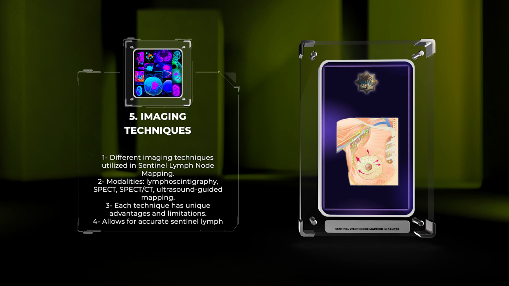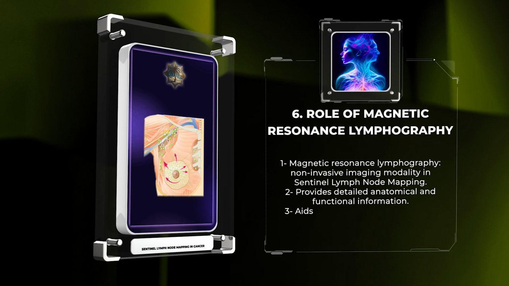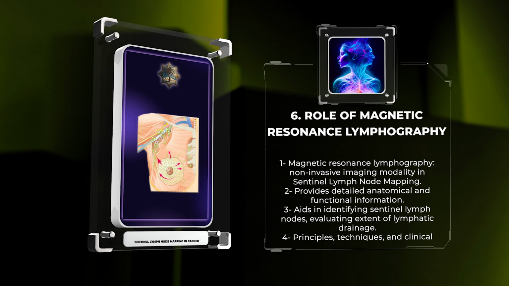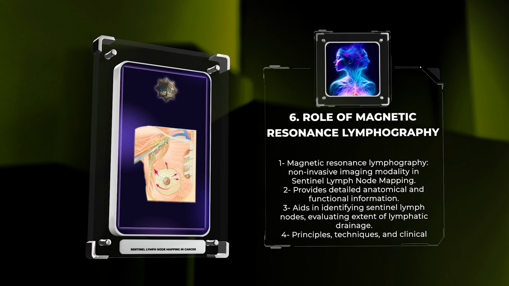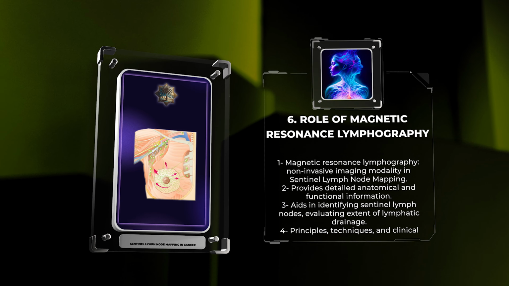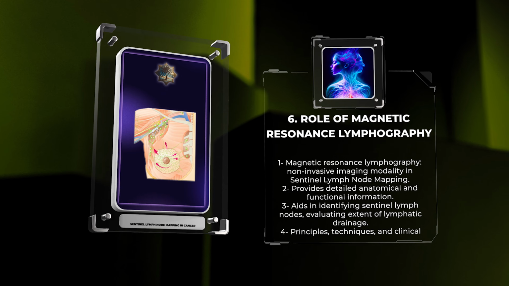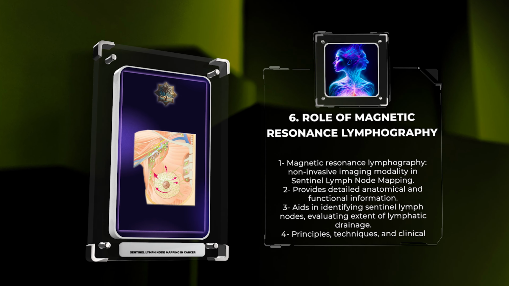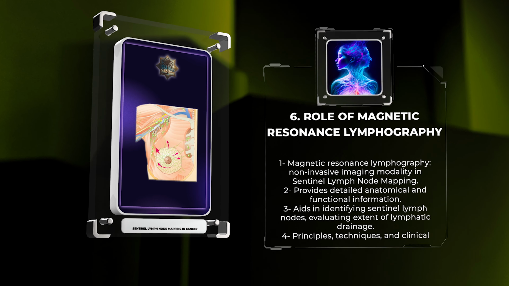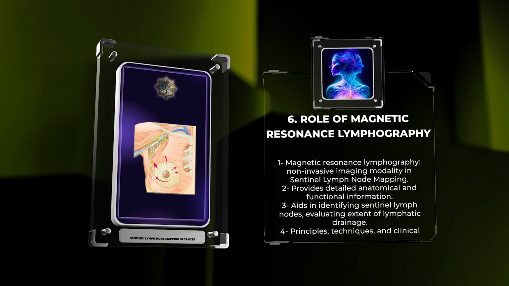Magnetic resonance lymphography, a non-invasive imaging modality, has emerged as a promising tool in sentinel lymph node mapping. Through detailed anatomical and functional information, magnetic resonance lymphography aids in identifying sentinel lymph nodes and evaluating the extent of lymphatic drainage. In this section, we explore the principles, techniques, and clinical utility of magnetic resonance lymphography in the context of sentinel lymph node assessment.